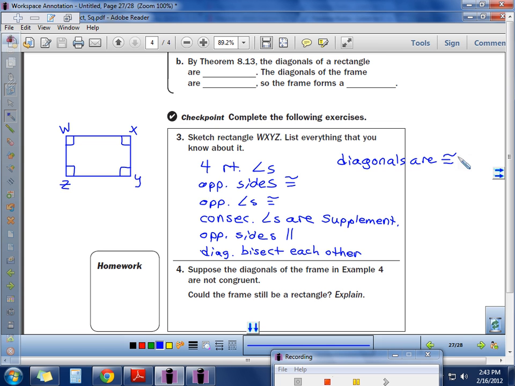Does anybody have any more? This is what you need to help you on your chart, on the test, and on our reviews. So make sure you know these. Good to go.